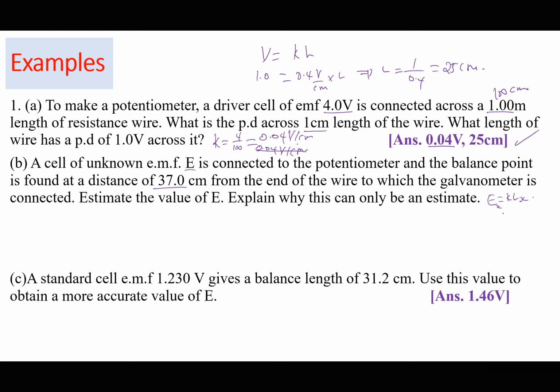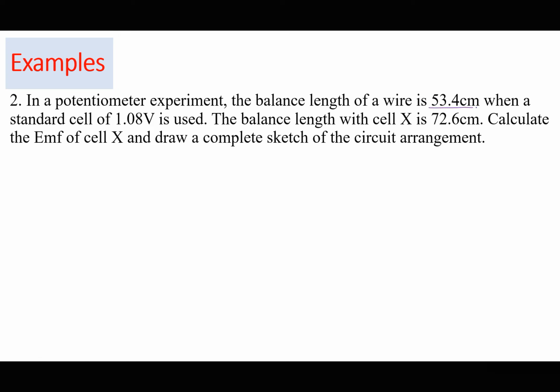Example 2. In a potentiometer experiment, the balance length of a wire is 53.4 centimeters when the standard cell of 1.08 volts is used. The balance length with cell X is 72.6 centimeters. Calculate the EMF of cell X and draw a complete sketch of the circuit arrangement.